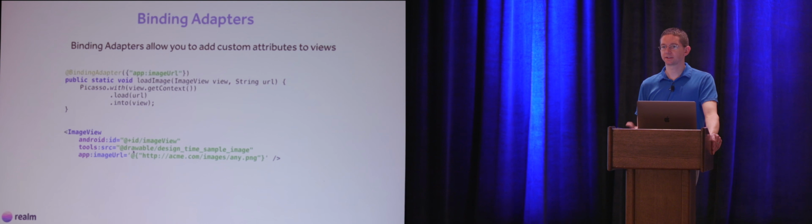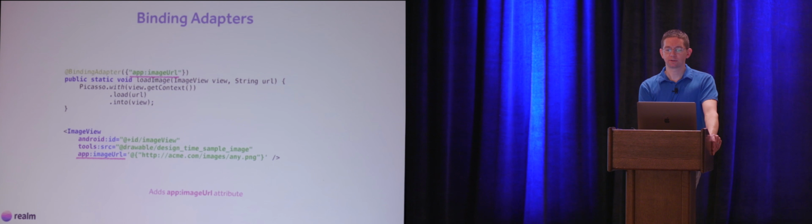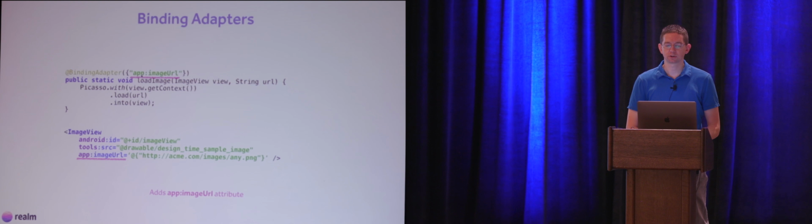But you don't want to do that synchronously, and frequently you'd use something like Picasso or Glide or some other framework to go out there, download it off the main thread, then load it into your image view. What you can do, though, is define a binding adapter on a static method, and within that binding adapter, you define an attribute here. Whenever you're defining a new attribute, you should always use the app namespace, or at least in my experience. So you do app, in this case, image URL, and then you can use that inside of your views.